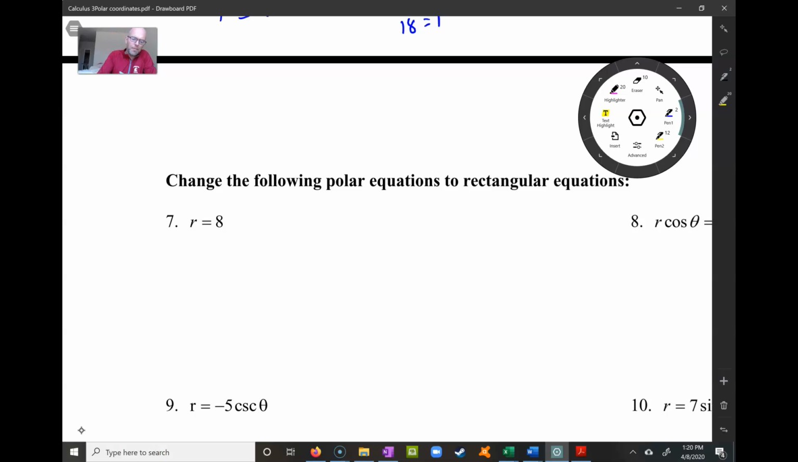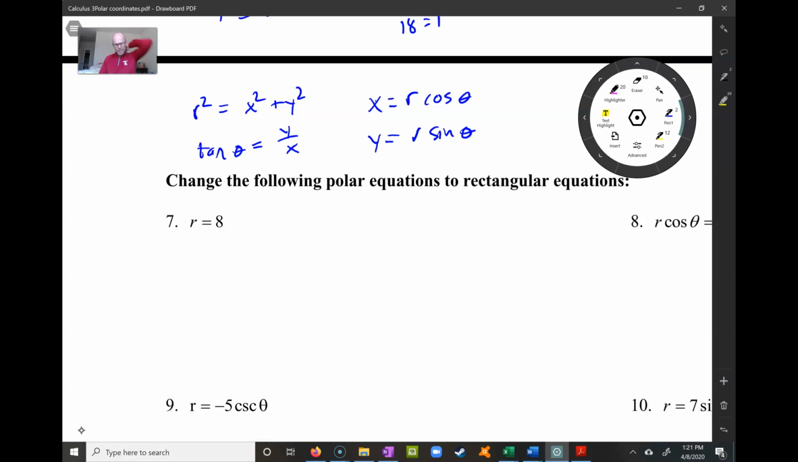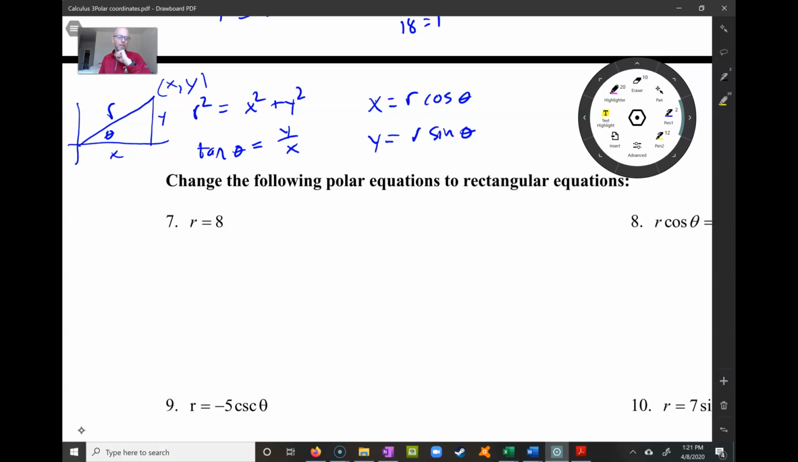So the main idea is we just keep in mind all the time that r squared is equal to x squared plus y squared, and that tangent of theta is equal to y over x, and essentially x is equal to r cosine theta, and y is equal to r sine theta. Those are kind of the three equations that we established by just looking at that little picture, and if you forget them, you can always just draw the picture again. We know that x and y are here and here, and we know that r and theta are there and there. And so just by looking at that picture, you could be reminded of all these equations, okay?